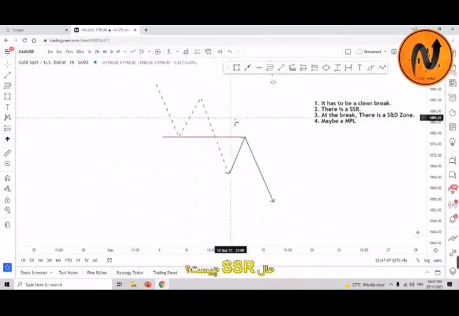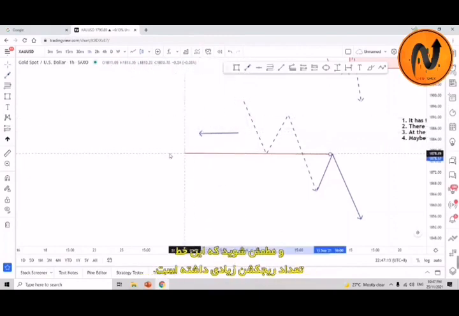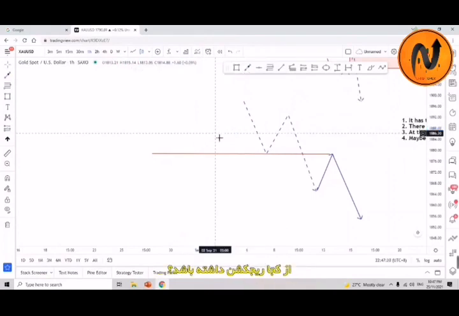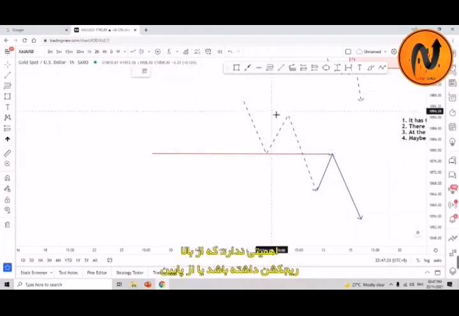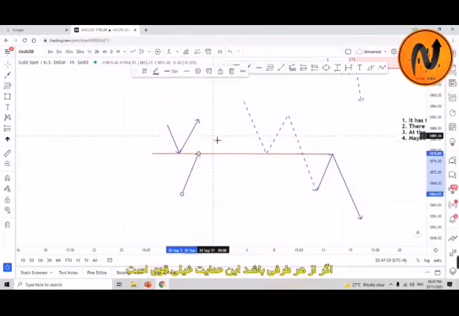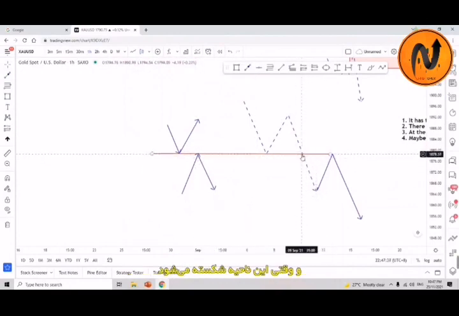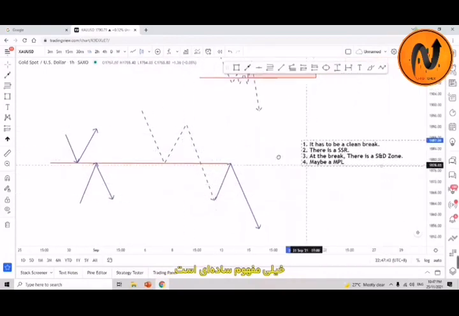So what is SSR? You need to look to the left. All right, always need to look to the left, and make sure that this line, this support over here, has a lot of rejection. All right, rejection from where? It does not matter whether it's from the top or from the bottom. If it rejects both ways, then this is a very strong support line. And when it breaks and has a zone, that is how you go into this entry.